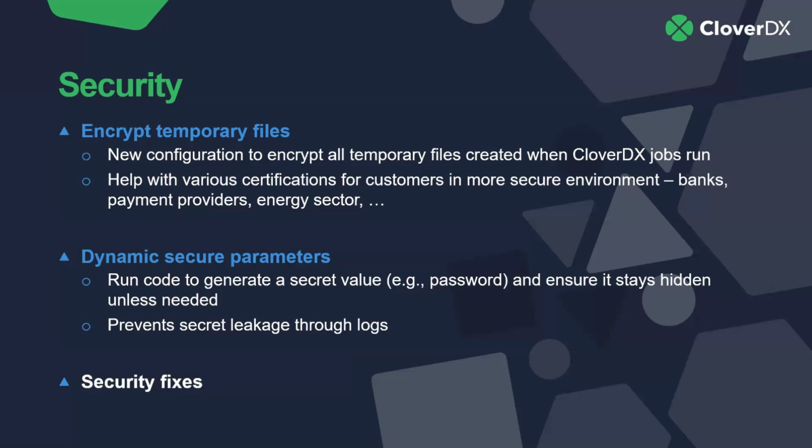The first one is the ability to encrypt temporary files that are created as part of job execution. So every time a job runs, Clover creates various temporary files. These are created especially, for example, if you work with large data sets, right? So for example, if you try to sort 1 billion records, it probably is not going to fit into memory. So Clover will create a set of temporary files and work with those and essentially sort within those files.